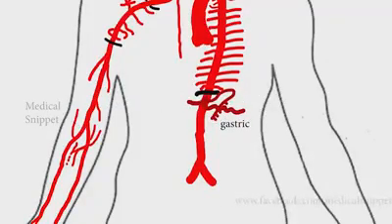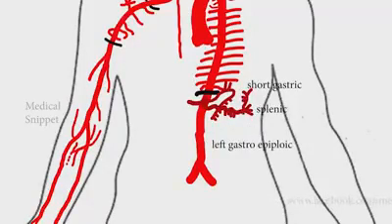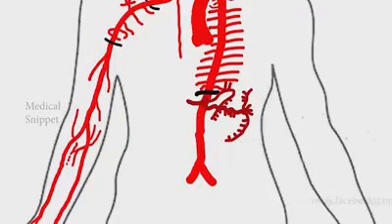The left gastric artery gives gastric and esophageal branches. The splenic artery gives pancreatic, splenic, short gastric, and left gastroepiploic arteries. The common hepatic artery branches into the proper hepatic artery, gastroduodenal, and right gastric arteries. The proper hepatic artery divides into left and right hepatic arteries.